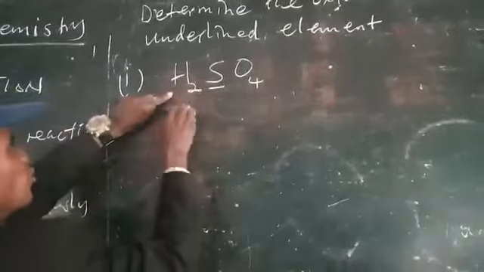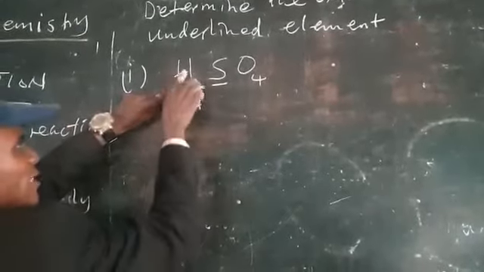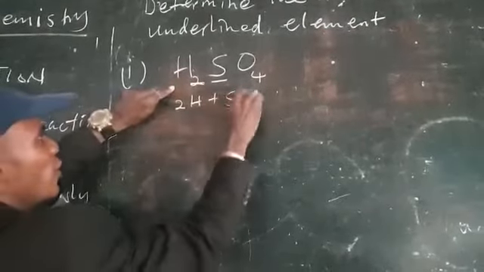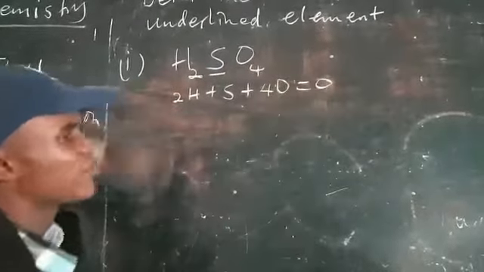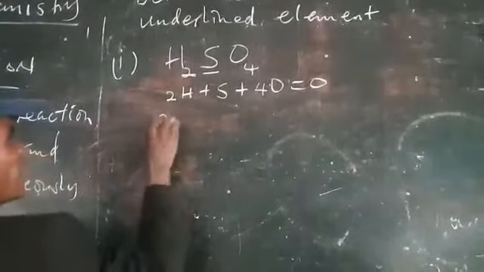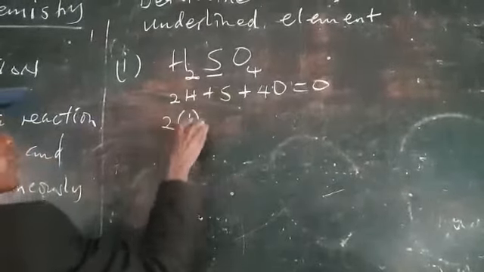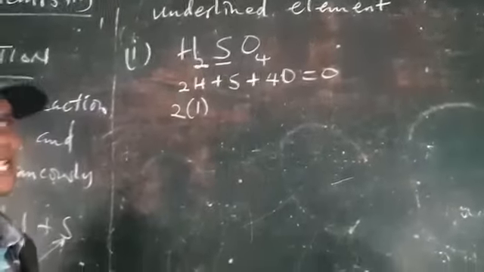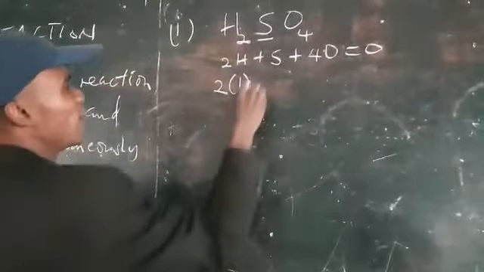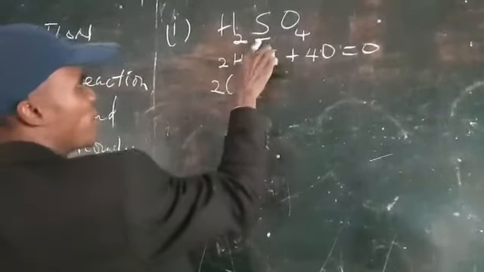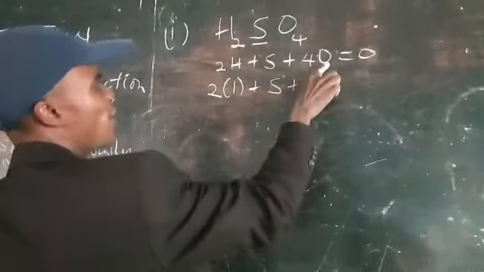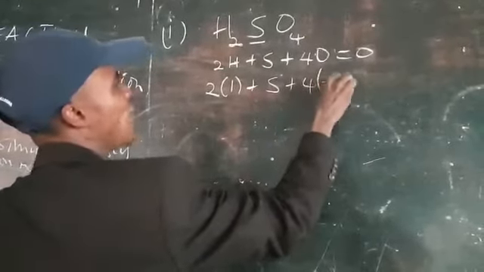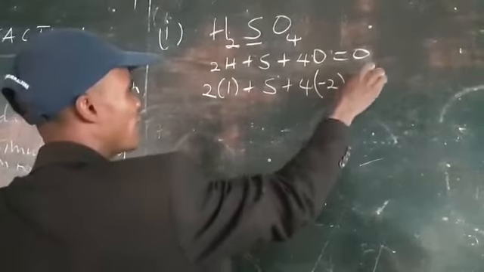We have 2 times hydrogen here. That is 2 hydrogen atoms plus the sulfur plus 4 oxygen molecules. That will give us an answer of 0 because it's a neutral compound. Now the value here for hydrogen is +1. Hydrogen has an oxidation number of +1 except in hydrides. You can recall. Plus, we are not going to substitute for sulfur because sulfur is underlined. That is what we need. Plus, oxygen has an oxidation number of -2 wherever it is except in peroxide. So you put -2 here. That will give us 0.